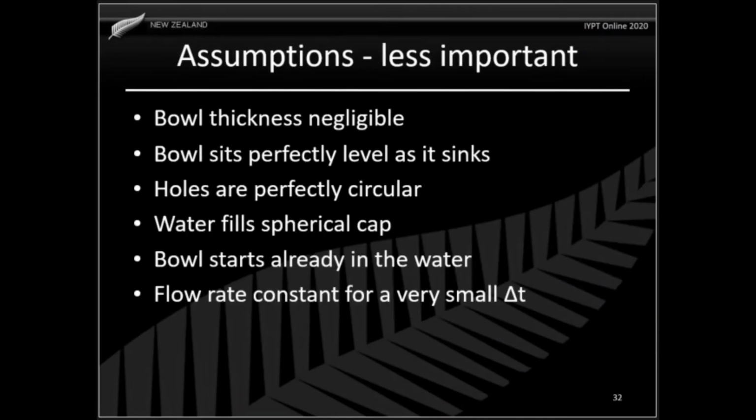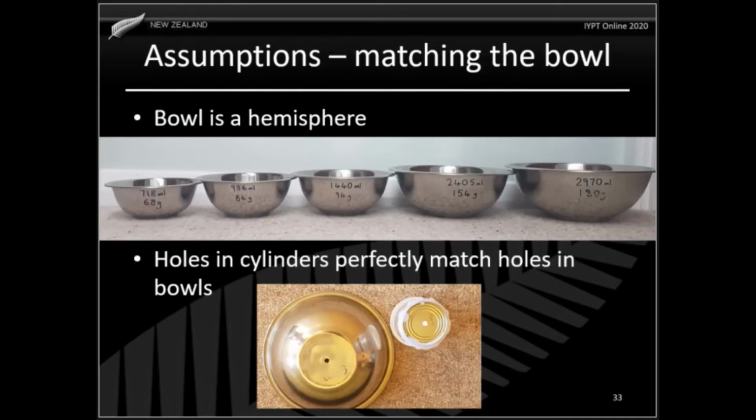I'm about to go through the significant assumptions, but this slide has the minor assumptions, such as the bowl thickness is negligible and the flow rate is constant for the very small change in time. The model assumes that the bowl is exactly a hemisphere. Shown in the picture are the bowls I used for my experiments, and you can see this assumption will fit some bowls better than others. I also tried modelling the bowls as cylinders rather than hemispheres, but for these particular bowls, a hemisphere fits better.